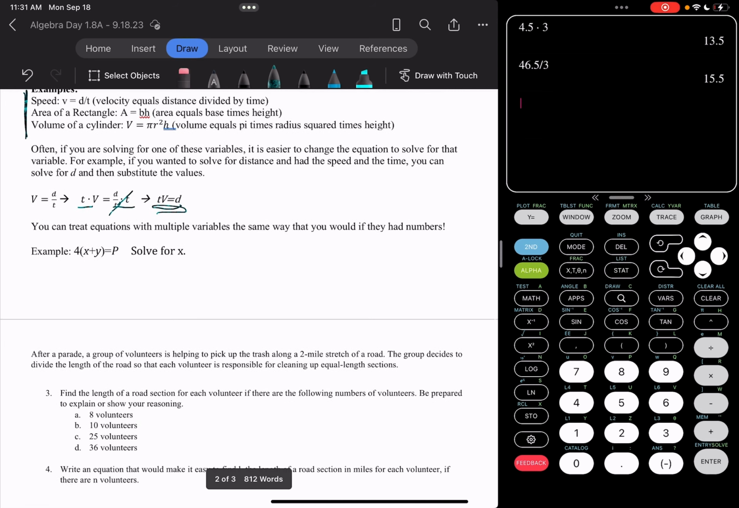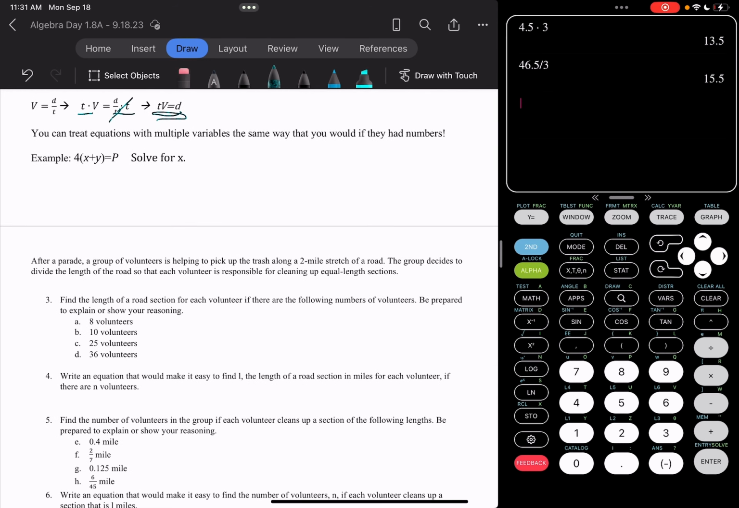So we can treat equations with multiple variables the same way that we would treat them if they had numbers, right? So if, for example, we're solving for x here, the first thing that I would want to do is get rid of this 4 and divide by 4 on both sides. So then 4 divided by 4 is 1. We're left with x plus y equals p divided by 4. Now if I want to get x by itself, I can subtract y. That's our inverse operation. And we'll get x equals p divided by 4 minus y. Okay? So again, you're treating those variables the same way you would treat them if they were numbers.